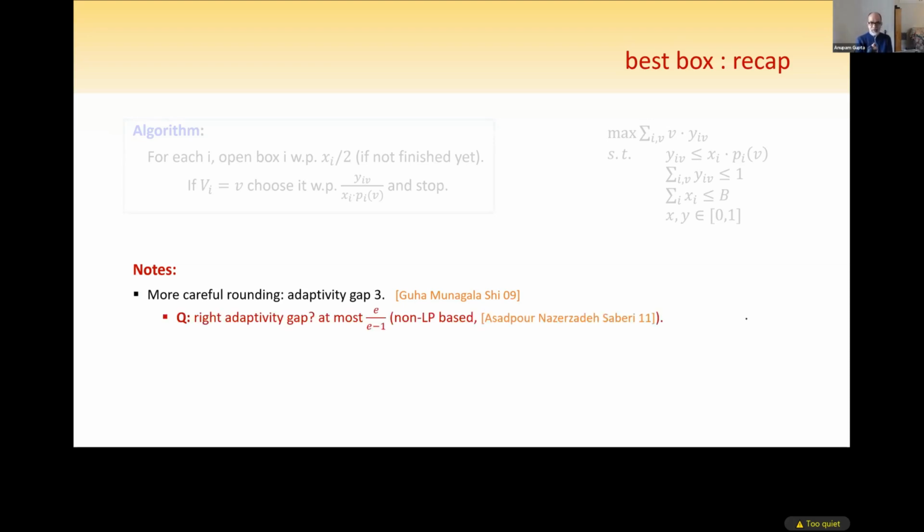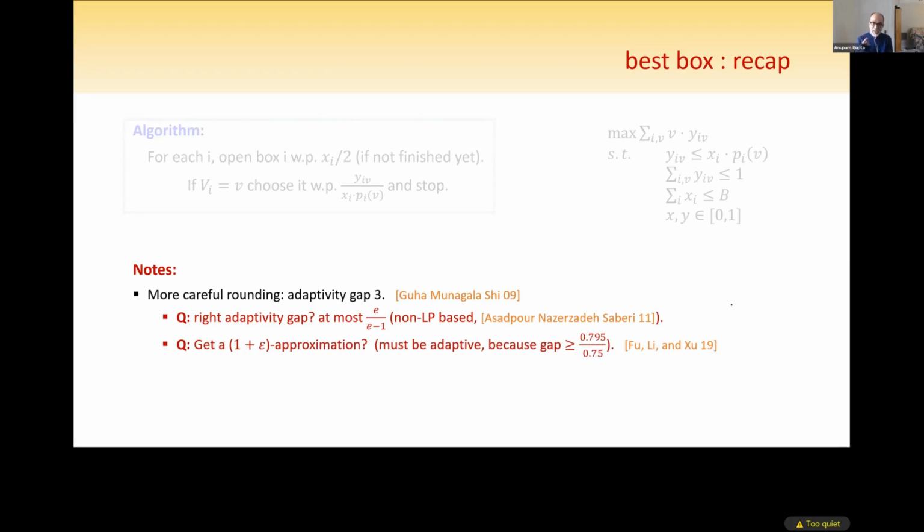What's a lower bound? So I can show you a lower bound, which is e over e minus 1. But I don't know how to close this gap. Okay. So it might be an interesting direction.